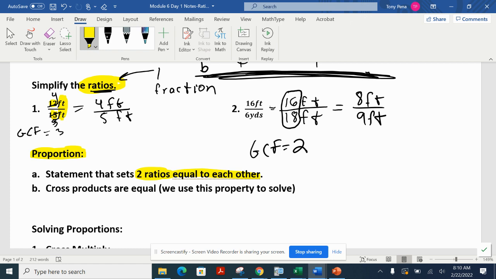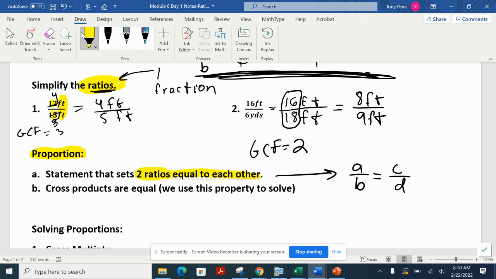All right. What that means is, so kind of set this up over here. If I took A over B, that's one ratio, that's one fraction. And I took a second ratio, so we'll go C to D. So we have one ratio here, one ratio here, one fraction, and another fraction. When those are set equal to each other, that's what we call a proportion.